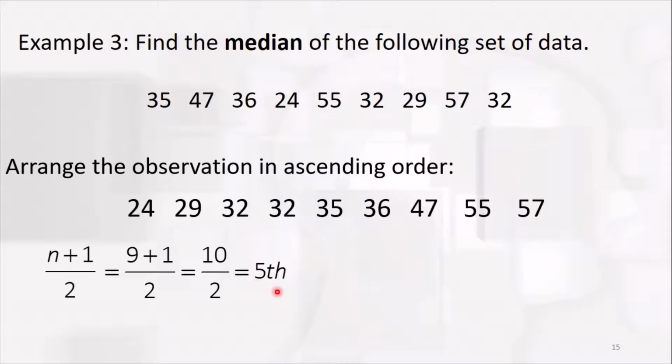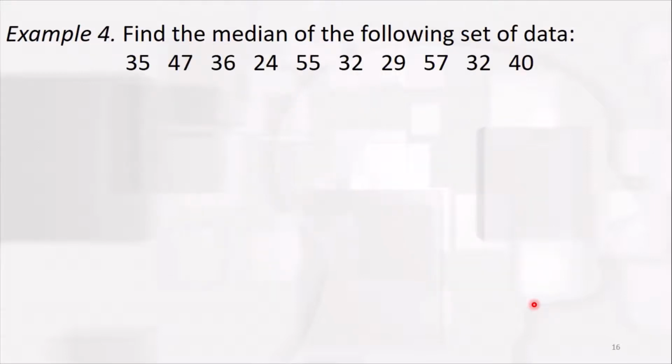So meaning, yung pang-lima na score natin dito sa observation natin, yun yung magiging median. So by just counting 1, 2, 3, 4, 5, so 35 would be our median. Okay? So madali lang kasi odd number yung scores natin. Next, paano naman if we have an even number of scores?